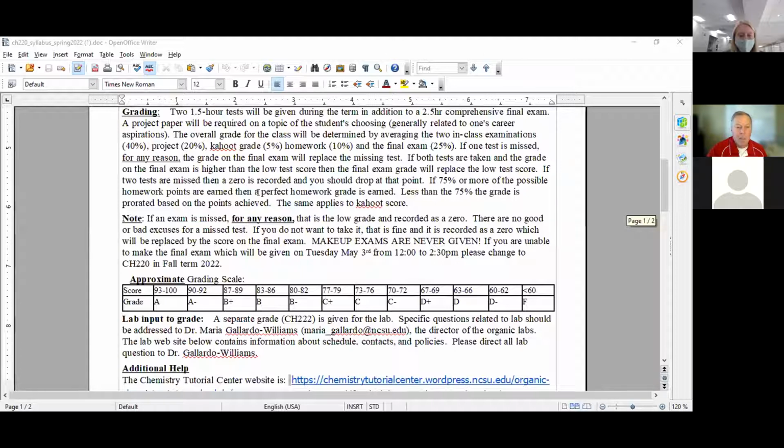Now, here's a big note. If an exam is missed, one of those first two tests, not the final, this doesn't apply to the final. If an exam is missed for any reason, that is the low grade in the course, and that is reported as a 0. And you don't have to tell me why you missed a test. Good excuse, bad excuse, it doesn't matter. We just don't make them up.